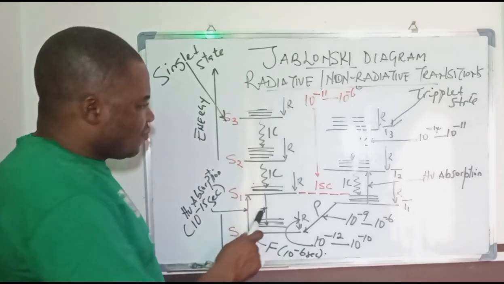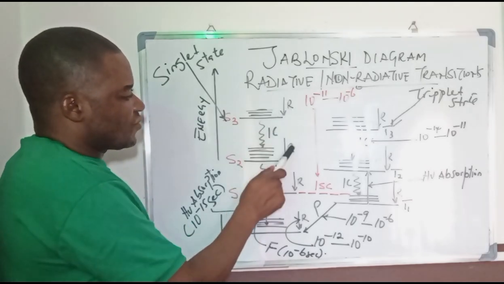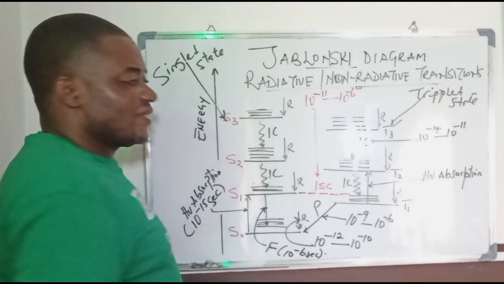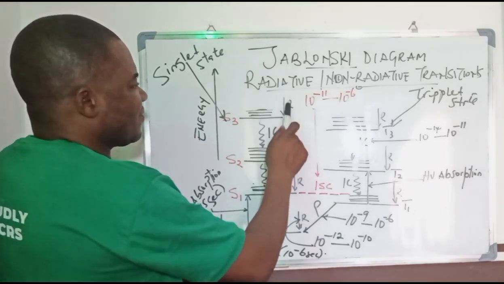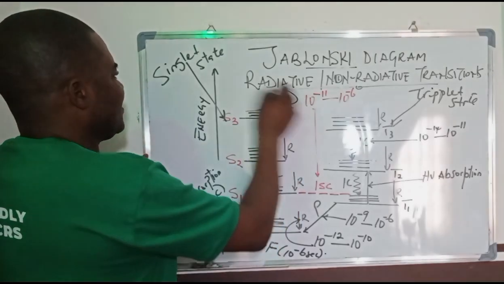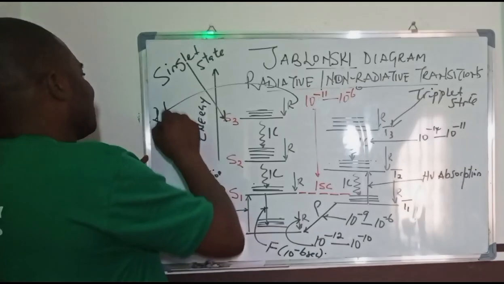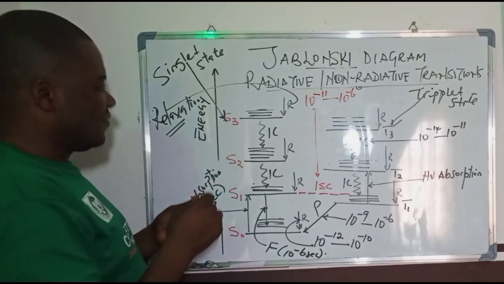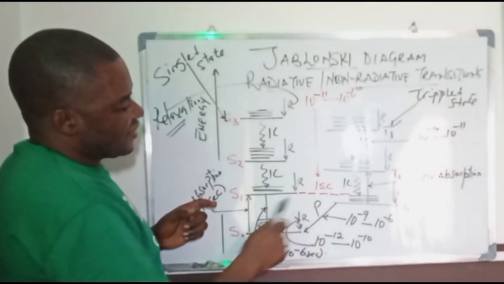Now when you take a look inside here, we have arrows written here. So what are these arrows? These arrows simply mean relaxation. The arrows that you see here simply mean relaxation.